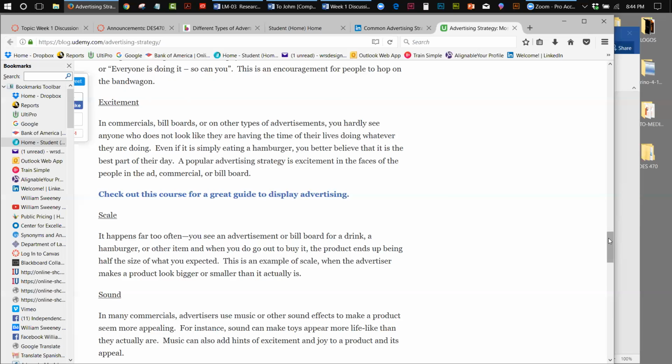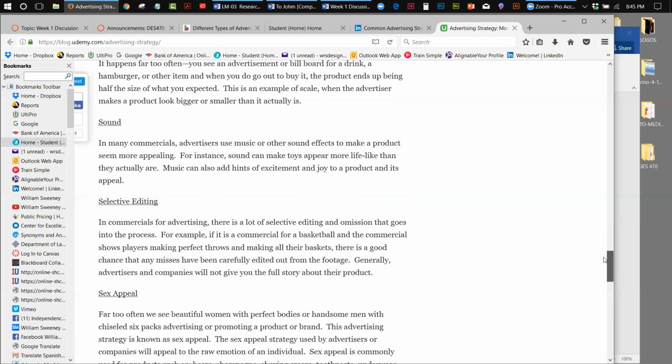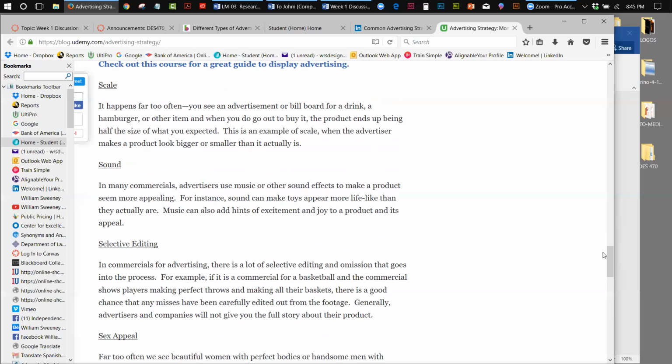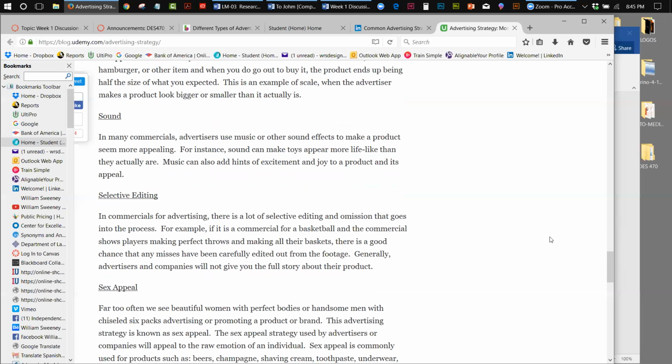And here's scale. Scale works right into it. So excitement and scale often work hand in hand. It happens far too often. Billboard, a drink, hamburger, other items, when you go out and buy it, the product ends up being half the size. So scale. And sound. In many commercials, advertisers use music or sound effects to make a product seem more appealing.